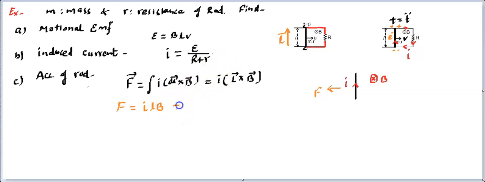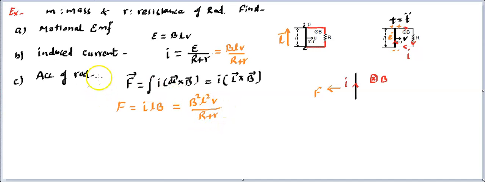So we can say the force it is going to experience is going to be I, and in place of I we are going to get this E. This I can further be simplified by putting the value of this E. So it becomes B L V divided by R plus R. So that's the current. Now we can write the value of current over here. So this will become B square L square V divided by R plus R. So this becomes the formula for force.